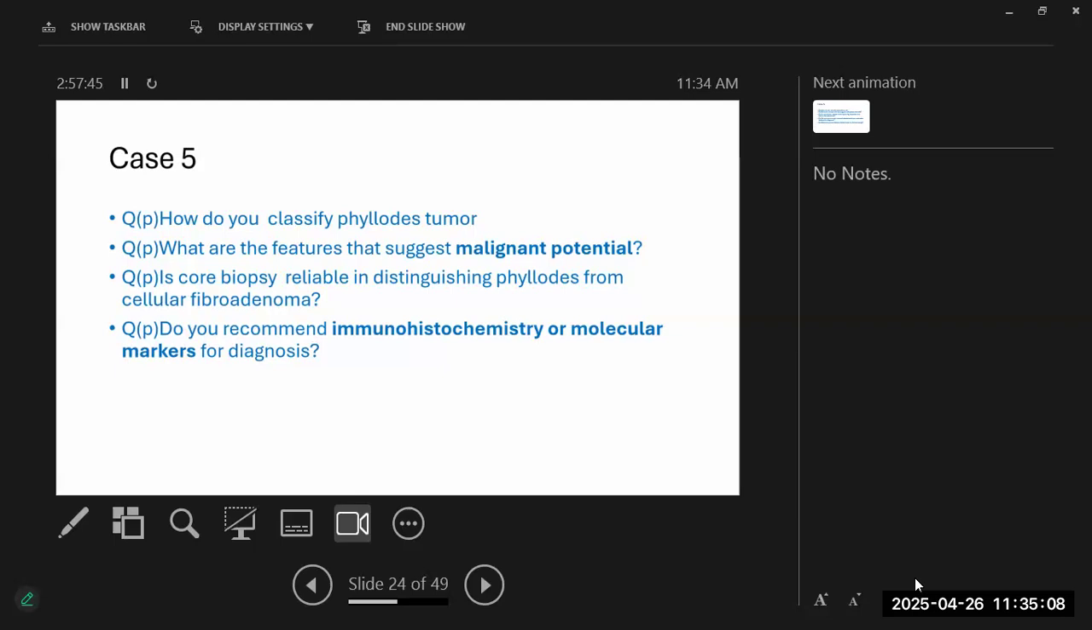Do you recommend any immunohistochemistry for this? Immunohistochemistry would not be helpful in a benign phylloides tumor. It's just a morphological diagnosis. But I would recommend it if it's a malignant phylloides tumor. Malignant phylloides tumor is a spindle cell tumor, so my differential diagnosis comes into metaplastic carcinomas and other fibromatosis.